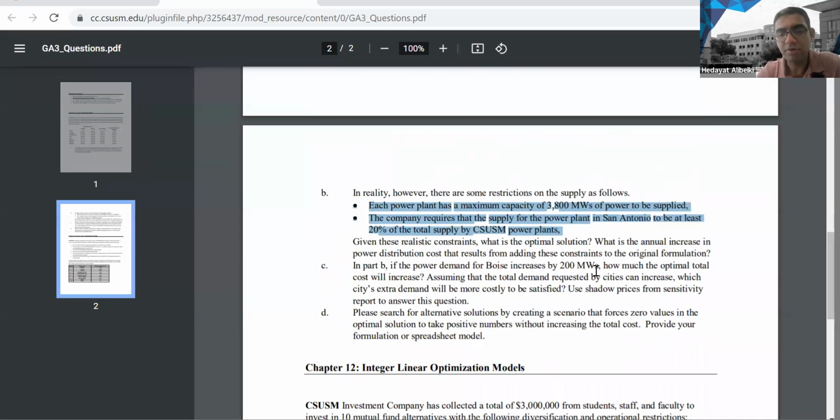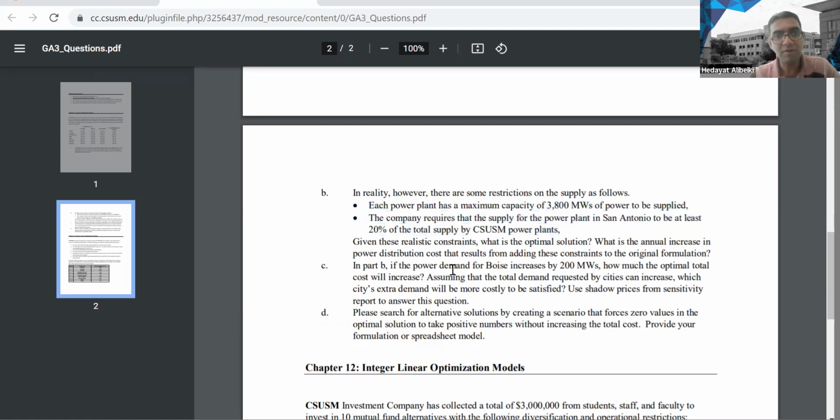You just need to compare the objective function for part B with the objective function in part A. You expect the objective function in part B to be higher, to be worse than in part A, because now you have added constraints that are going to limit your capability of meeting the demand with the cheapest sources, right? So that's another observation here.